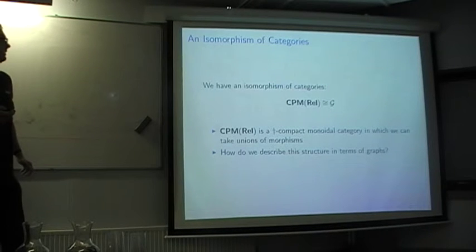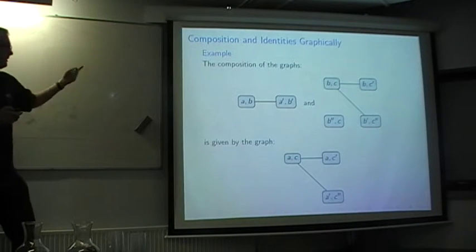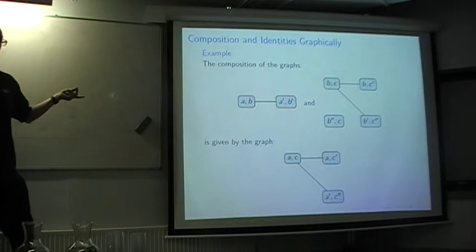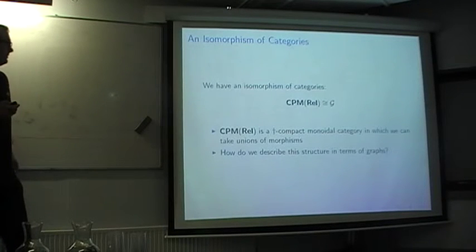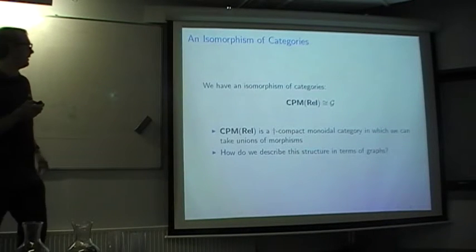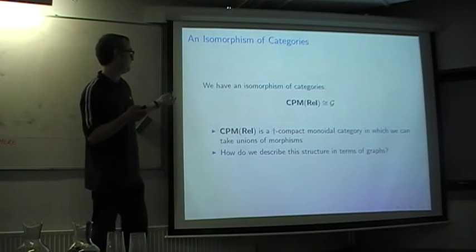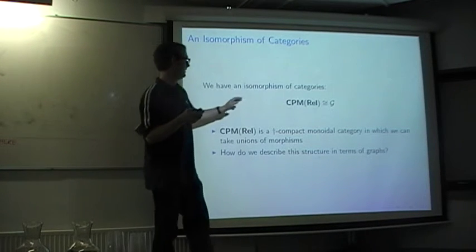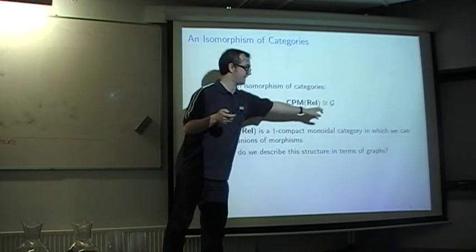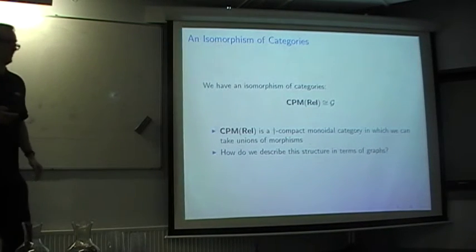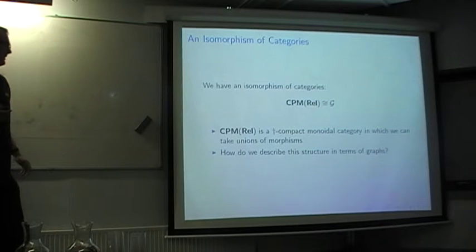Okay, so, doing a little bit of work, this turns out to give you a well-defined category. The details are obviously not the sort of thing we want to go through now. And it turns out, in fact, that we have an isomorphism of categories between CPM rel and this category of graphs. Right, I've got the accelerometer up, so I'm now going to start accelerating.